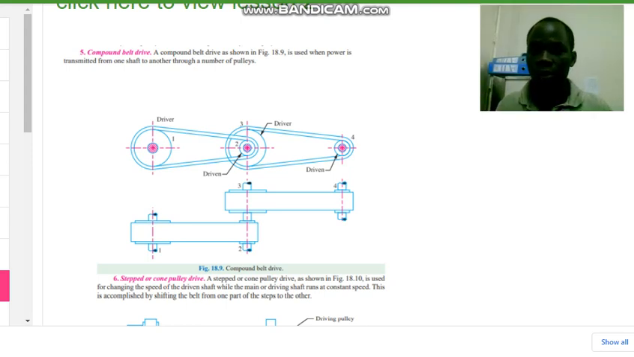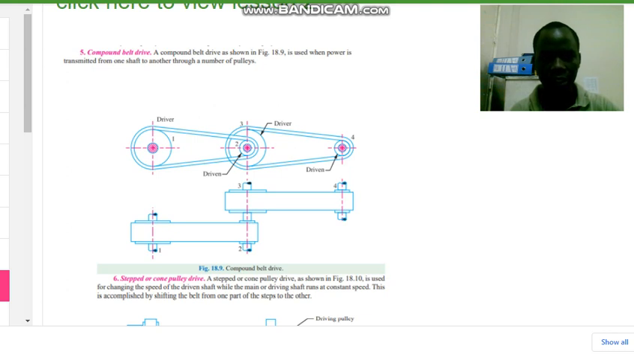Welcome students, we are still continuing with the types of belts, and today we want to talk about the compound belt drive. A compound belt drive, as shown in the figure, is used where power is transmitted from one shaft to another through a number of pulleys.